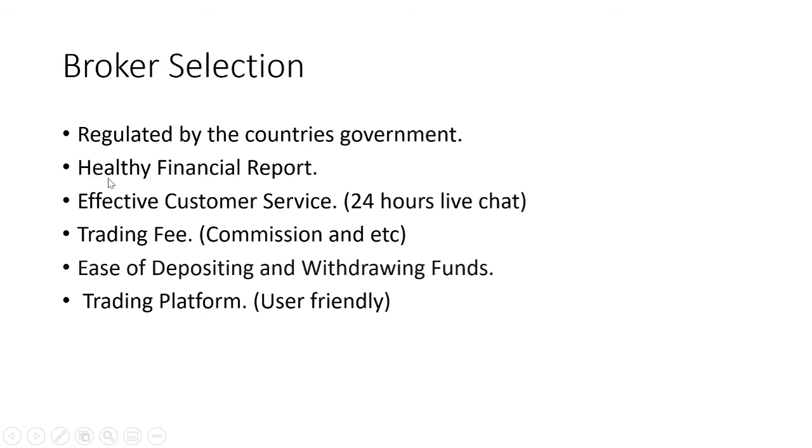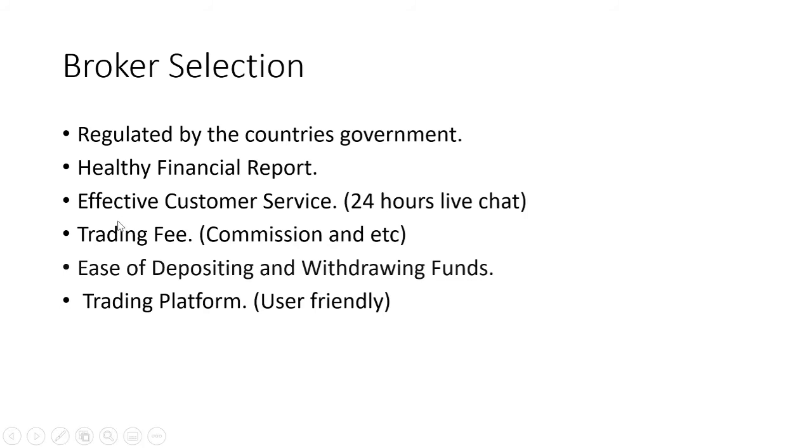Then the second thing is you have to ensure that your broker has a healthy financial report, because you don't want your broker to go bankrupt. If your broker goes bankrupt, then you have a lot of issues. Personally, I have experience with my forex broker going bankrupt, so my money was stuck inside for 3 years. Finally, I could not get back 100%. I could only get back about 85 to 90%. Yeah, so this is from my experience. You have to ensure your broker has a really healthy financial report in case they go bankrupt.